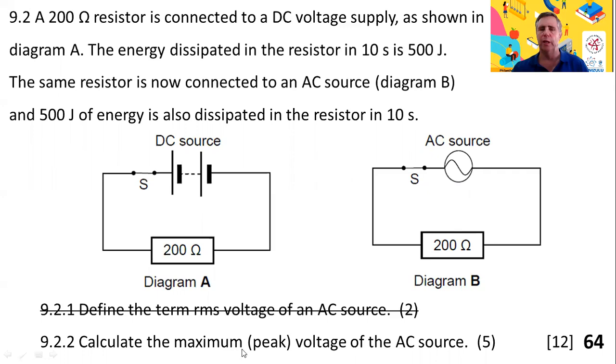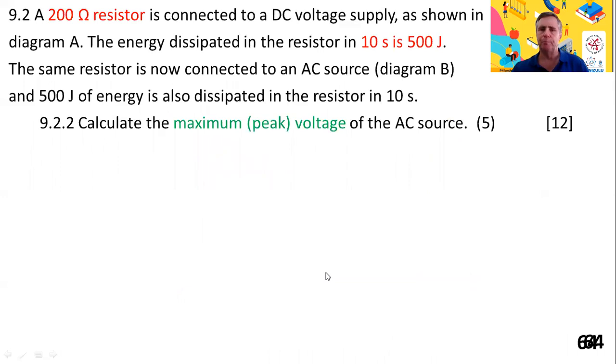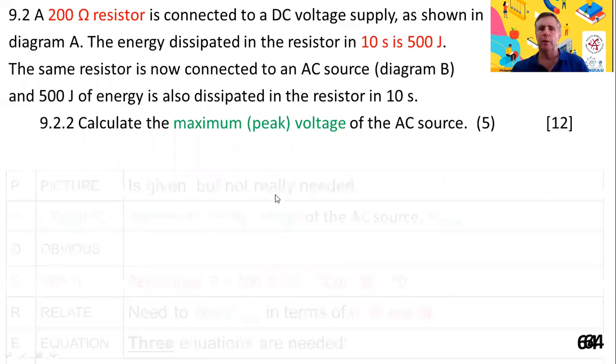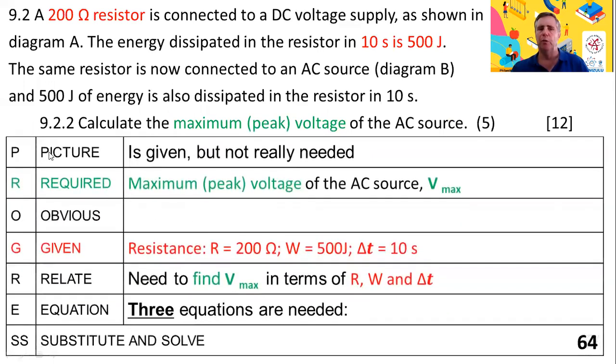9.2.2 asks us to calculate the maximum or peak voltage of the AC source. Now this is 5 marks and it is a bit more complicated. So we're going to use the PROGRESS method, which you learned in video 6.1, to solve this. So PROGRESS method says we should start by drawing a picture. Now there is a picture given, but it's not really needed in this question. Then establish what is required.